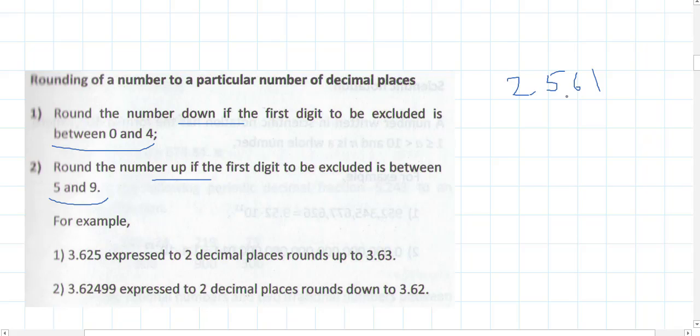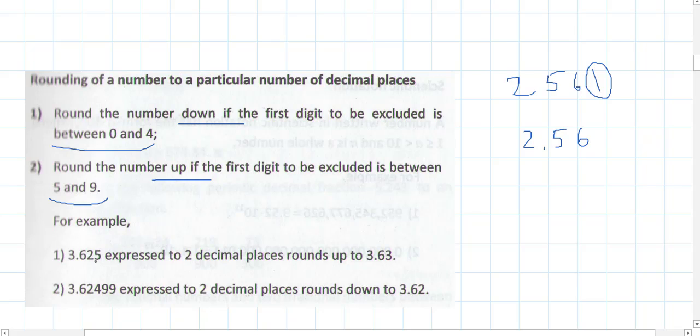What should we do here? If we round to 2 decimal places, it will be 2.56, because the first excluded digit, the third digit, is 1, and if it is between 0 and 4, we round down. So 2.56.